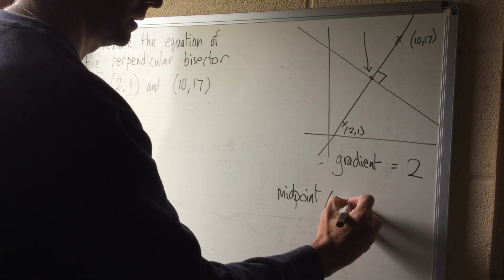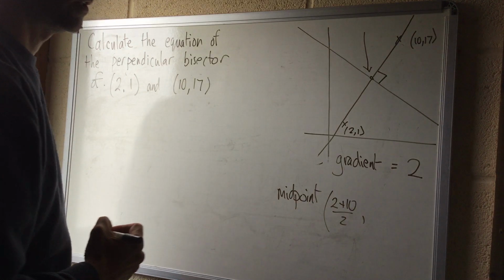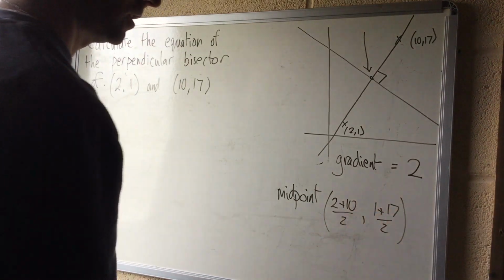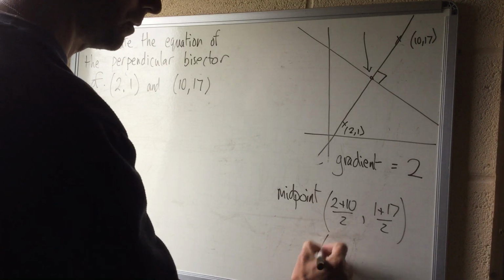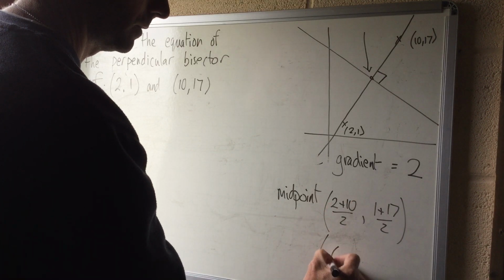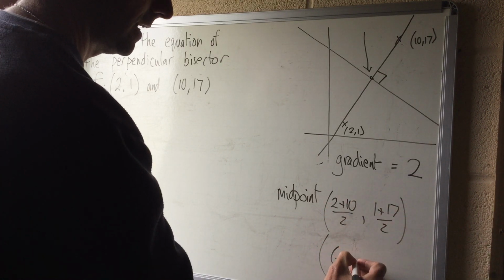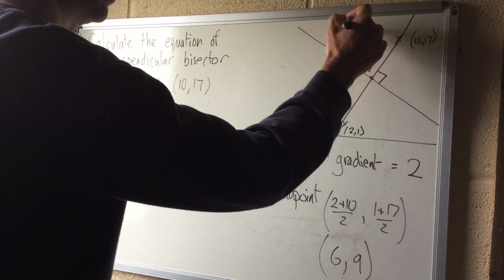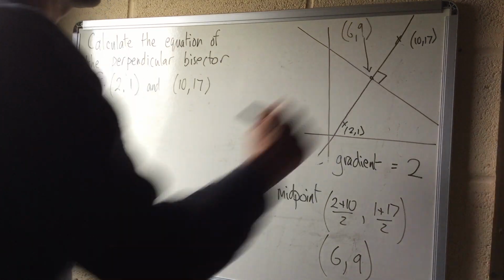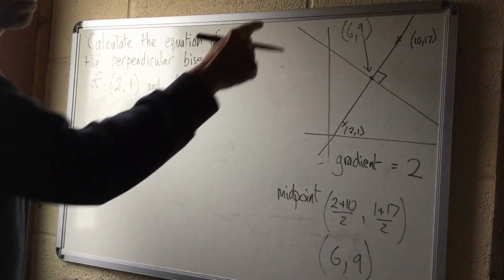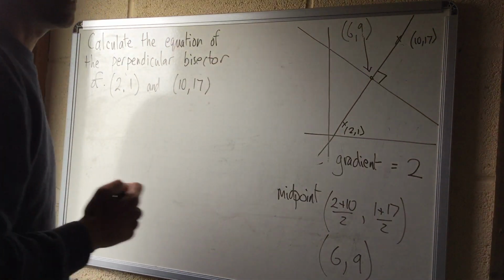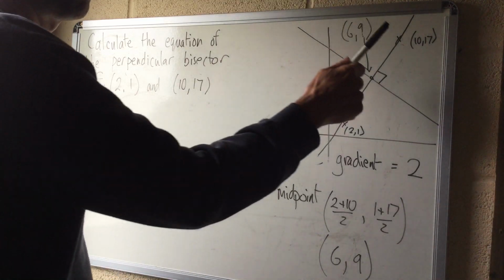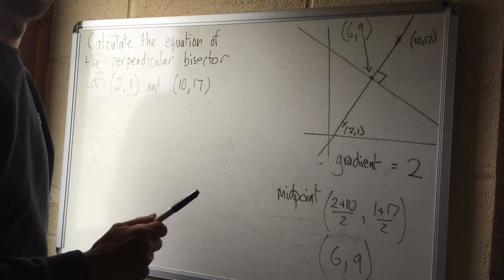So (2 + 10)/2 and (1 + 17)/2. So the midpoint is going to be 12/2, which is 6, 18/2, which is 9. So this coordinate here is the coordinate (6, 9), halfway between these 2 points. So the perpendicular bisector is going to go through the point (6, 9). It's going to be perpendicular to the original line.